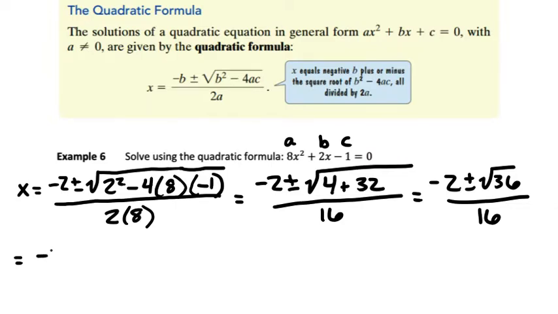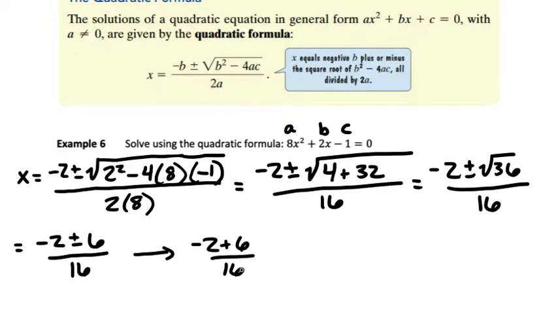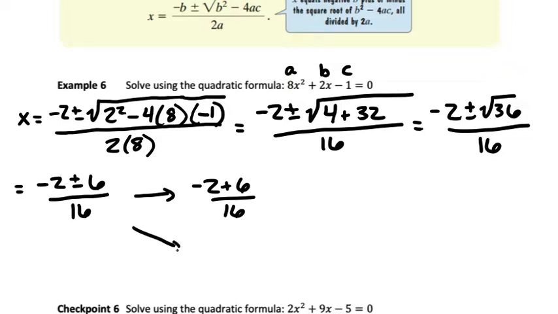So 36 in this case is a perfect square. So it's 6. So I'm going to take the square root, and then I have over 16. Now, if the number was a perfect square and you take the square root, then the square root symbol goes away. And what you need to do next is write this as two separate fractions and then simplify each. So the first one I'm going to do is negative 2 plus 6 over 16. And then the second one is negative 2 minus 6 over 16.